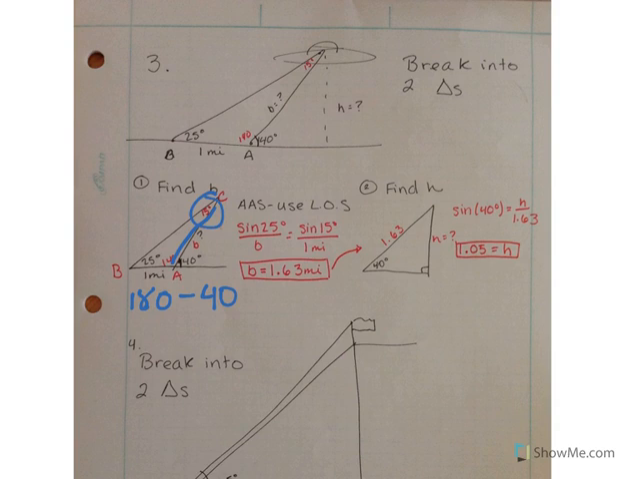And that was one of our answers. It asked, how far is person A from the UFO? So we needed to know that answer. The other part of the answer was how tall is, or how high up is the UFO.